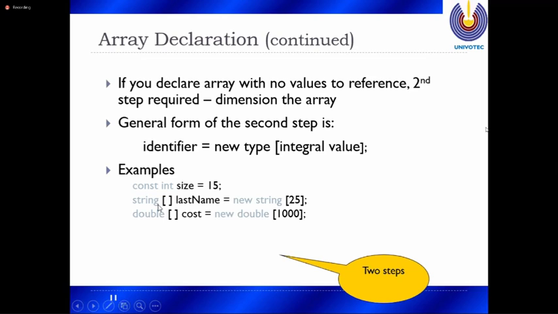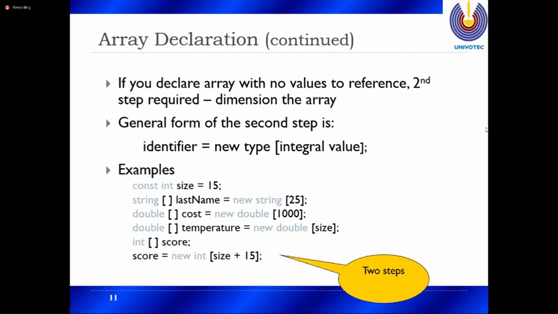Okay, is a cost 1000. Then we are going to keep 1000 values for that cost. Temperature, the size 15. That's the 15 we are going to give. Then score, int. Score equals, but here without the number of elements. First we declare the array and after that we put the number of elements. Second step. Otherwise this array is null, with no value.